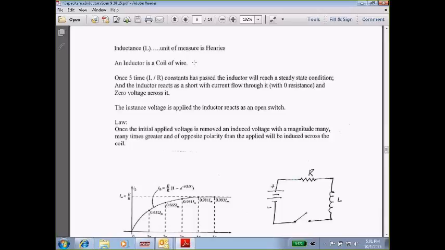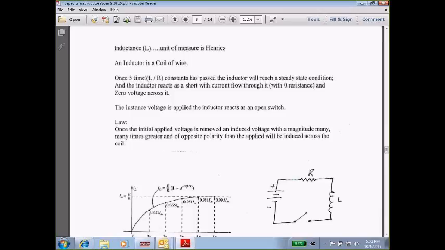Okay, why is it an induction motor? Well, what's inside an electric motor? It's a big coil of wire. You've got a field coil, and then you've got an armature, which also has a coil wound on it. So we've got lots of coils, or inductors, inside an electric motor. That's what it is. It's a huge inductor.